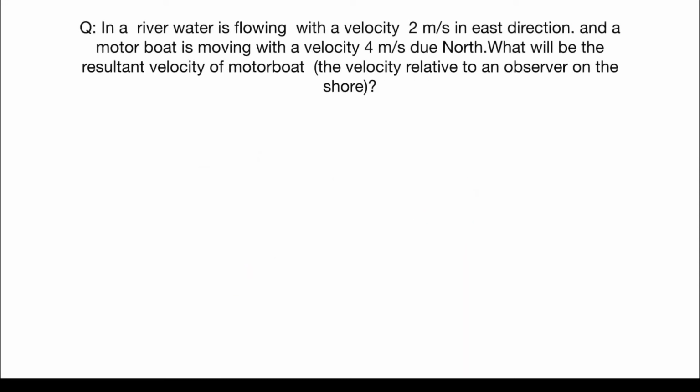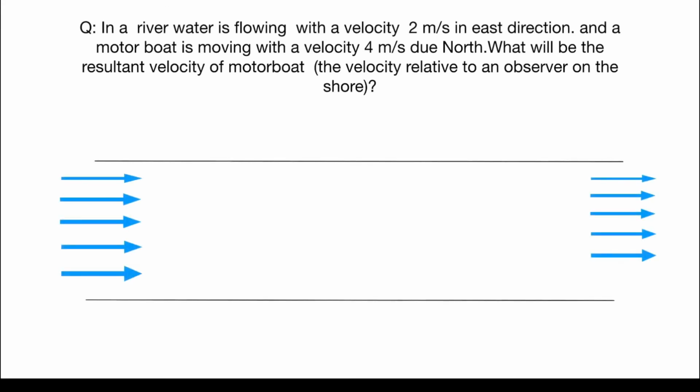Here in a river, water is flowing with the velocity 2 meter per second in the east direction, and a motor boat is moving with the velocity 4 meter per second due north, which is at 90 degrees to the motion of the river. Now we have to find out the resultant velocity of the motor boat, the velocity relative to an observer on the shore. Here the vector quantity is velocity, velocity of river and velocity of boat. Both of these velocities are at angle theta, which is 90 degrees in this case.